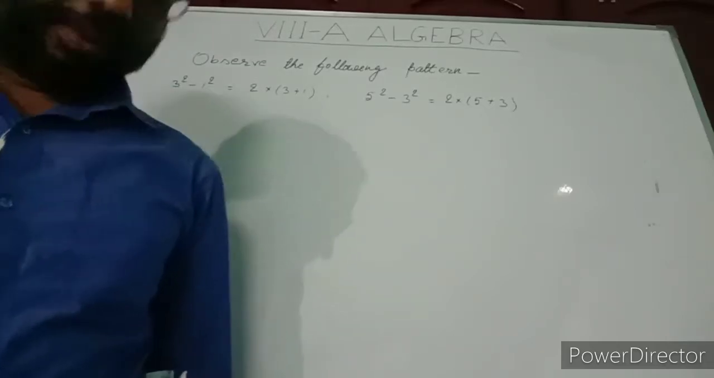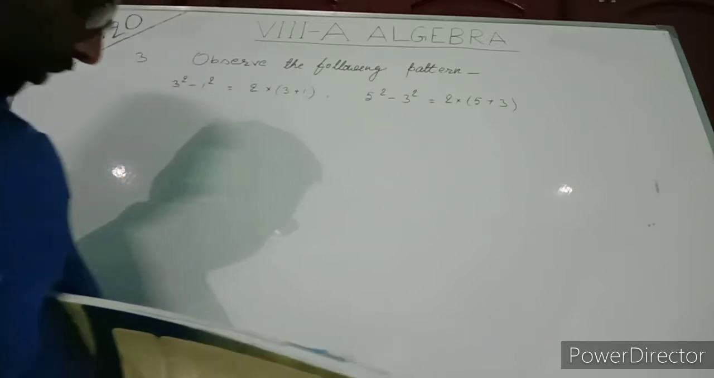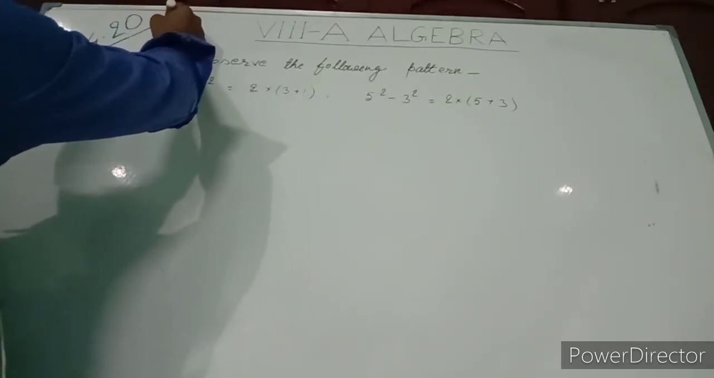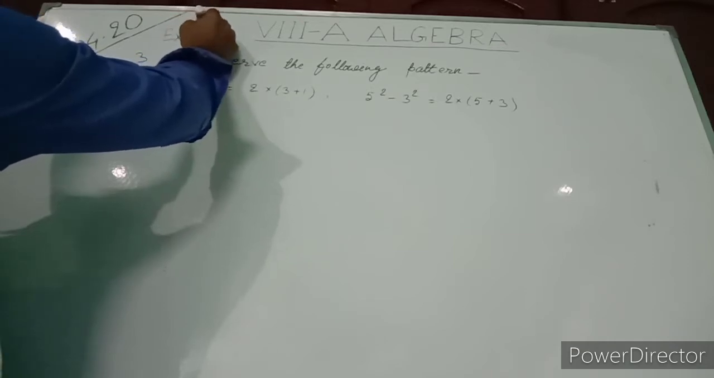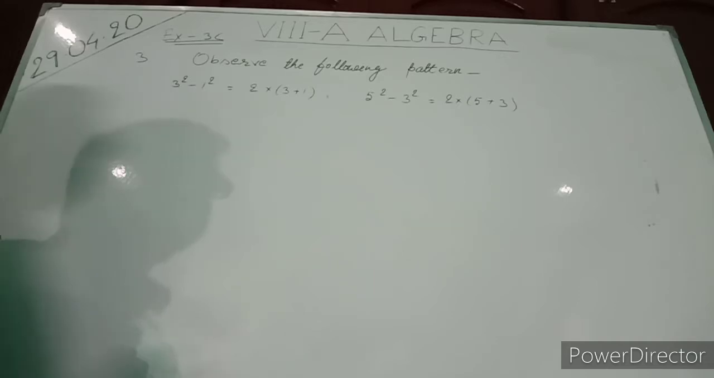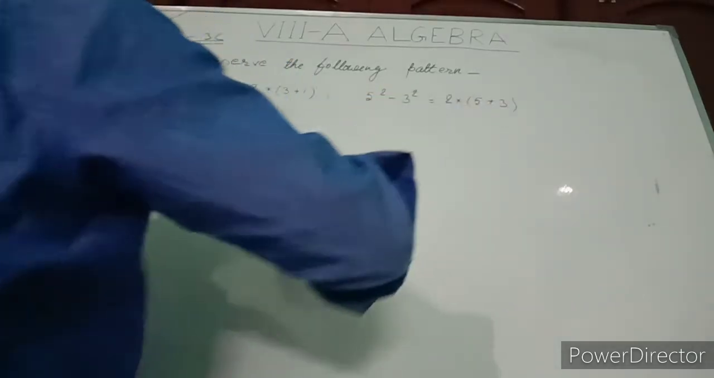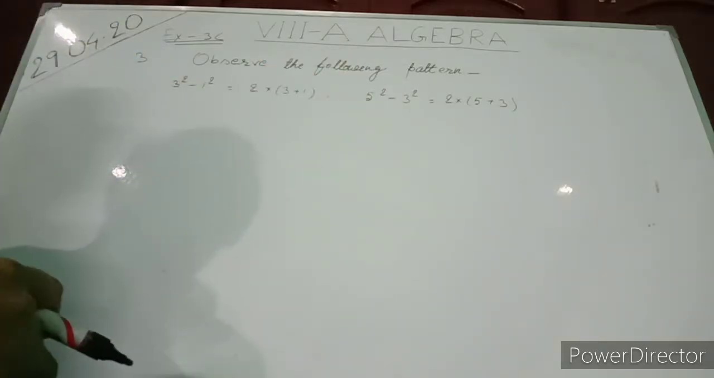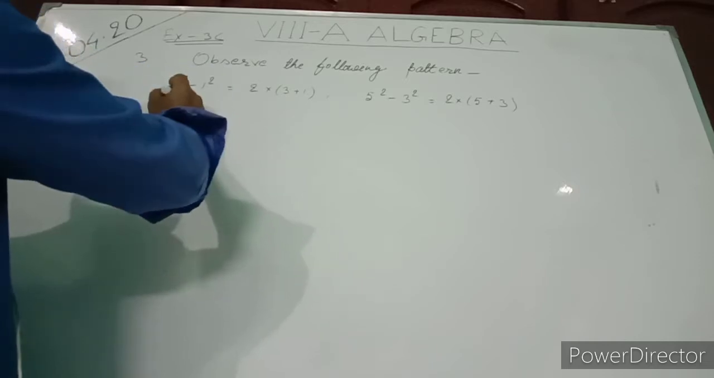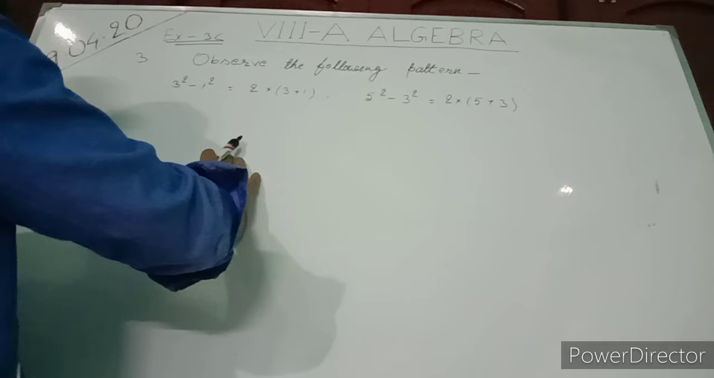Good morning, students. Today we will solve question number 3 of exercise 3C. The question says, observe the following pattern. These two are patterns given in the question. We are asked to observe the pattern. What is this pattern? 3 square minus 1 square equal to 2 into 3 plus 1.